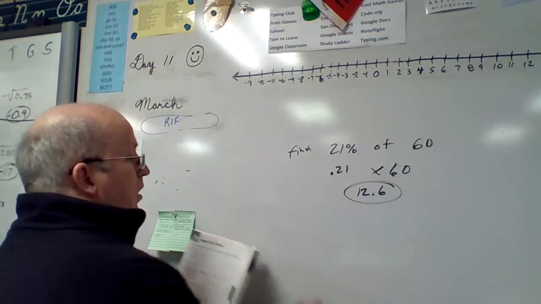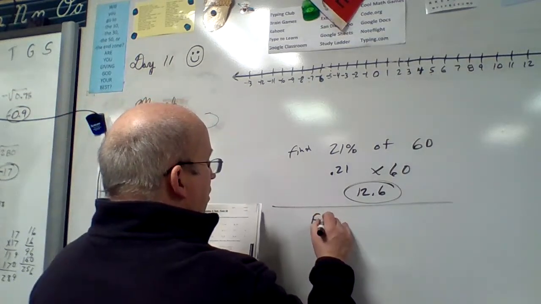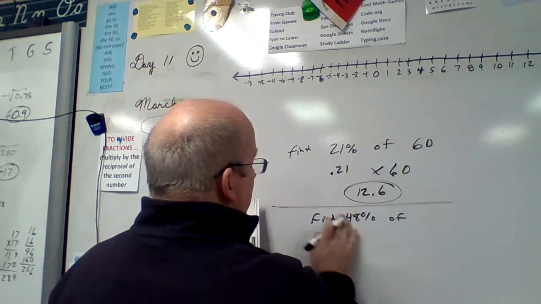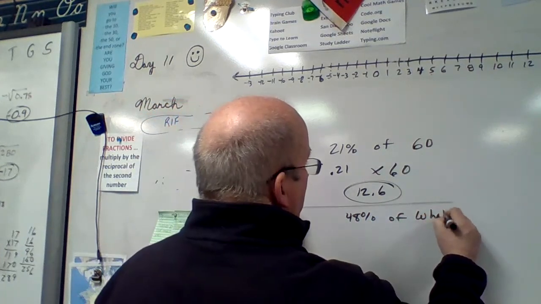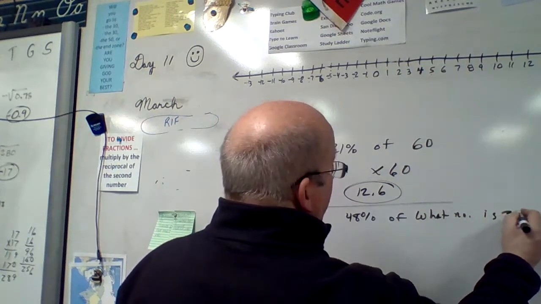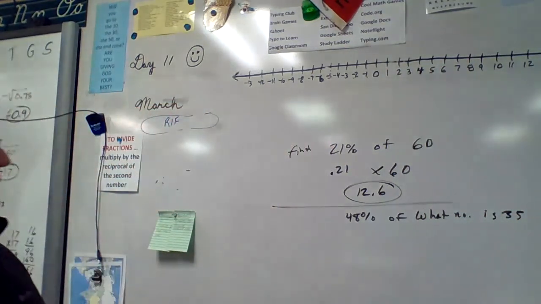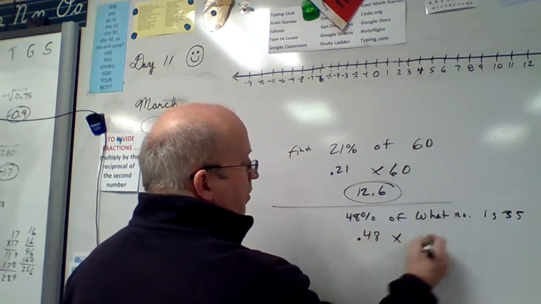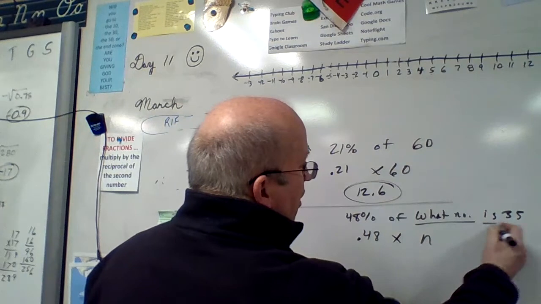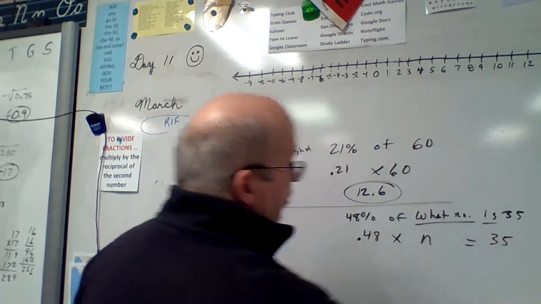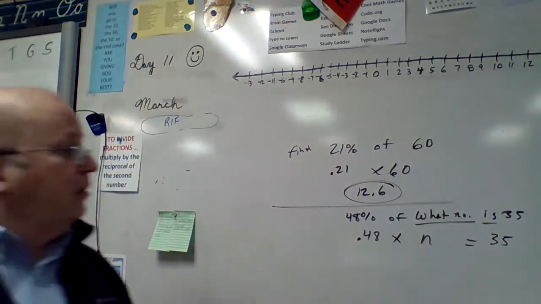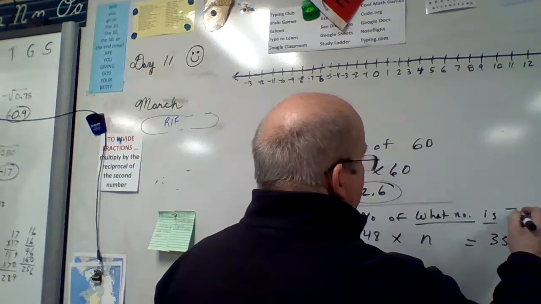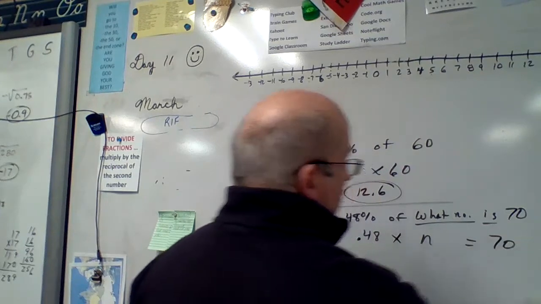How about the next one? They say find 48% of what number is 35. This one's slightly different. Of is multiplication, so I'm going to think 0.48 times n equals 35. And I got to solve for n, don't I? But I don't want to do this problem because that's your problem. I'm going to change this 35 to 70.